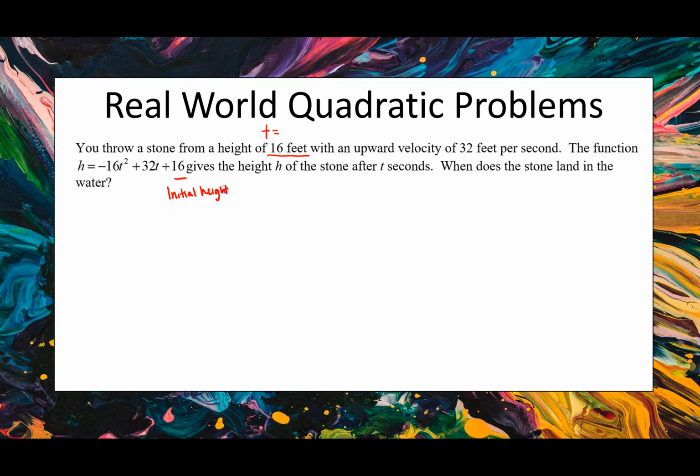What else do we notice here? Oh, the upward velocity of 32 feet per second. That's almost like how fast you're throwing it. And notice that this right here is positive 32, so this would be your initial velocity. And notice that this is a negative, and that totally makes sense when we're looking at this real-world parabola. You've got something like that.